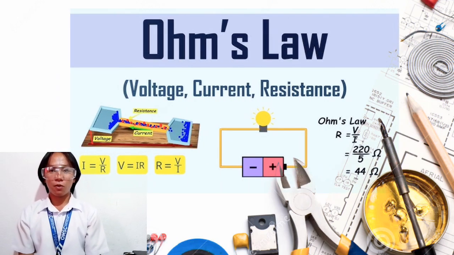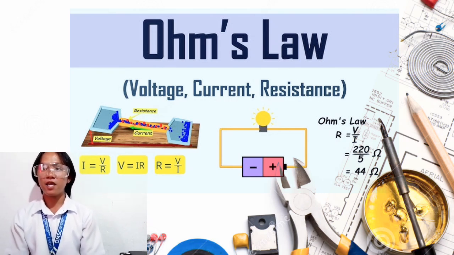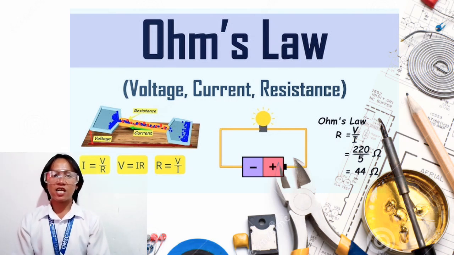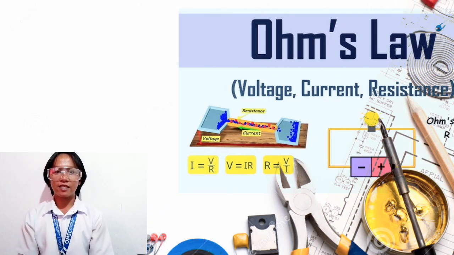Fourth, Ohm's law. This explains the relationship between voltage, current, and resistance using the formula V equals IR, where V is the voltage, I is the current, and R is the resistance. So these principles will guide us as we construct our circuits.